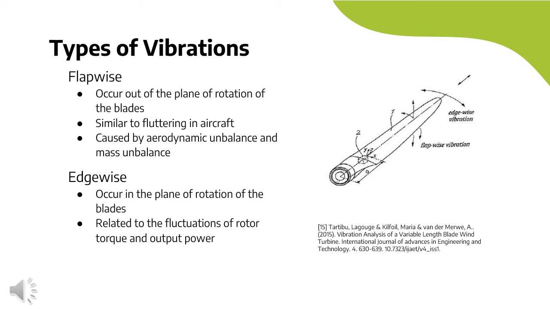There are two primary types of vibrations that are induced in the blades of the turbine: flapwise and edgewise. Flapwise vibrations occur out of the plane of rotation of the blades, and edgewise vibrations occur in the plane of rotation of the blades.